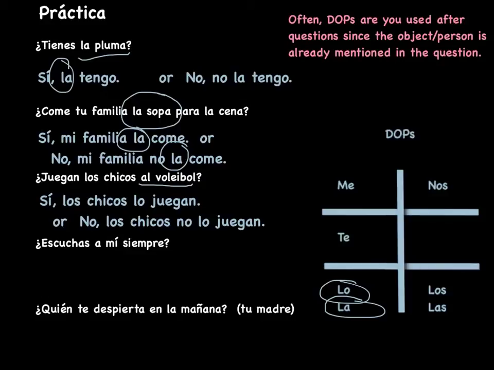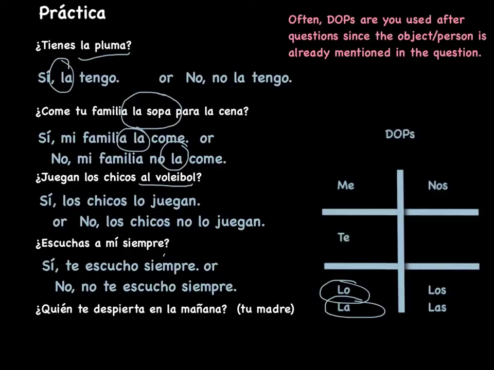¿Me escuchas siempre? Sí, te escucho siempre. Or no, no te escucho siempre. Yes, I listen to you. So I'm the one doing the action, and you would be the one receiving the listening in this case. So we would use te to substitute for you.